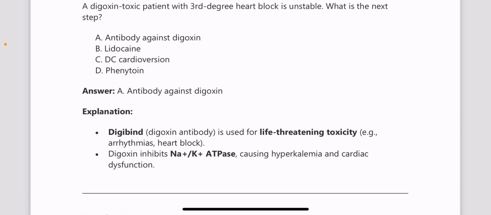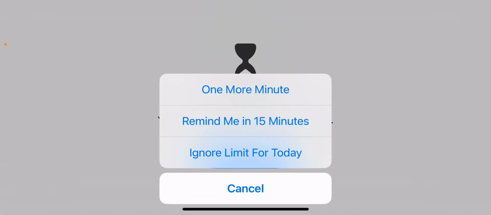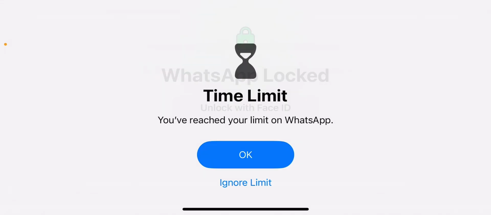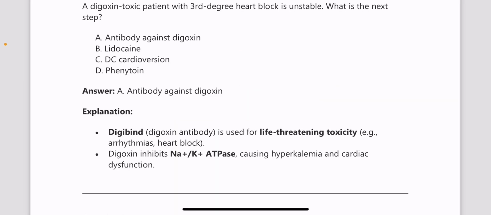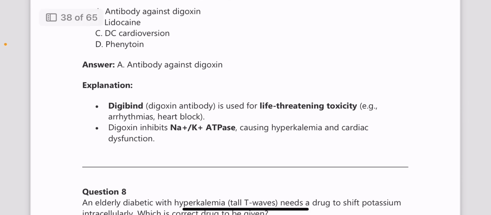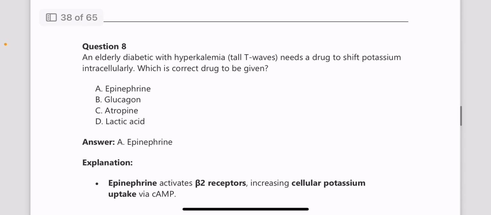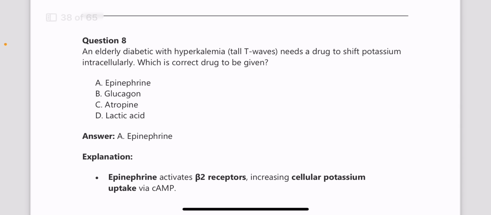So digibind, that is the digoxin antibody, is used for the life-threatening toxicity which is caused by digoxin. And the mechanism of action of digoxin is by inhibiting the sodium potassium ATPase, and it leads to hyperkalemia and cardiac dysfunction. Next question, an elderly diabetic patient with hyperkalemia.